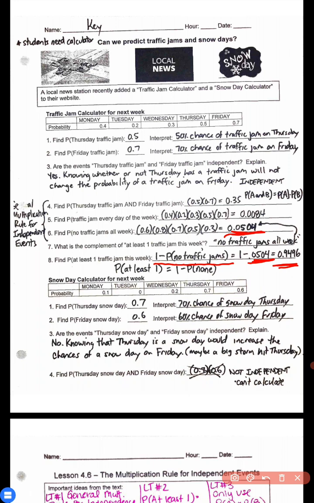Because they are not independent, there is some extra piece of information that I need to know in order to calculate the probability of a Thursday snow day and a Friday snow day. I need to know how much more likely it is that if I do have a snow day on Thursday, I get one on Friday. And they don't give me that information. So therefore, I can't just multiply these together. In fact, until they give me that information, I can't calculate those odds.